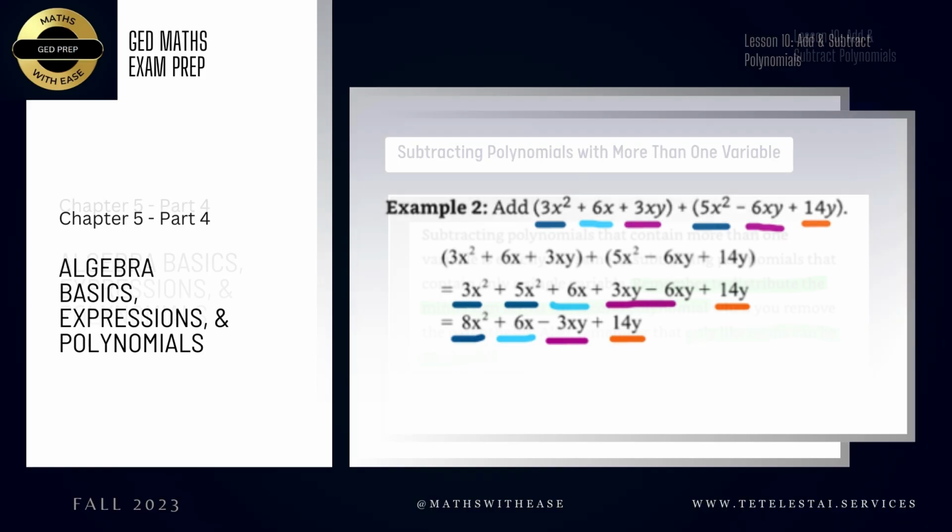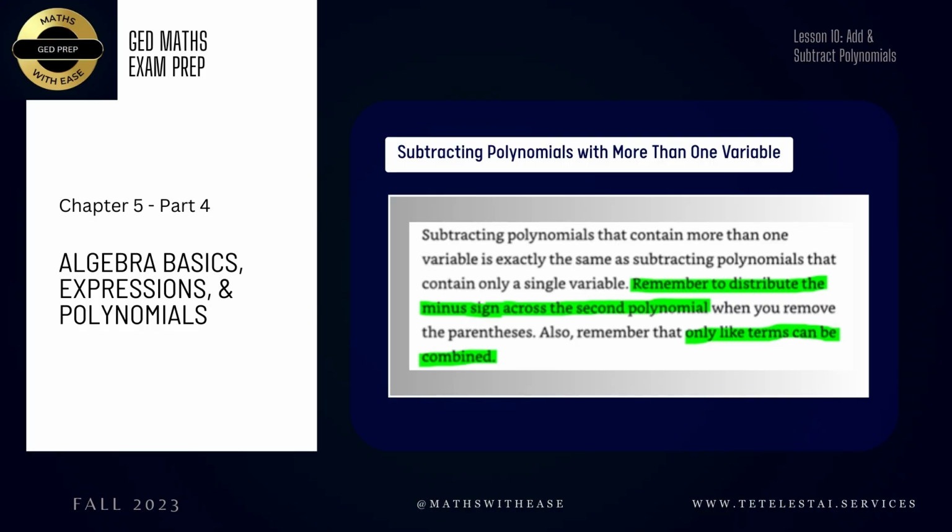All right. When you're subtracting polynomials that contain more than one variable, just know that it's exactly the same as subtracting polynomials that contain only a single variable. Again, remember to distribute the negative sign across the second polynomial when you remove the parentheses, and also remember that only like terms can be combined. I sound like a broken record, but I think it's worth the repetition so that you're not writing down the wrong expression as your answer because you've combined terms that shouldn't be combined.